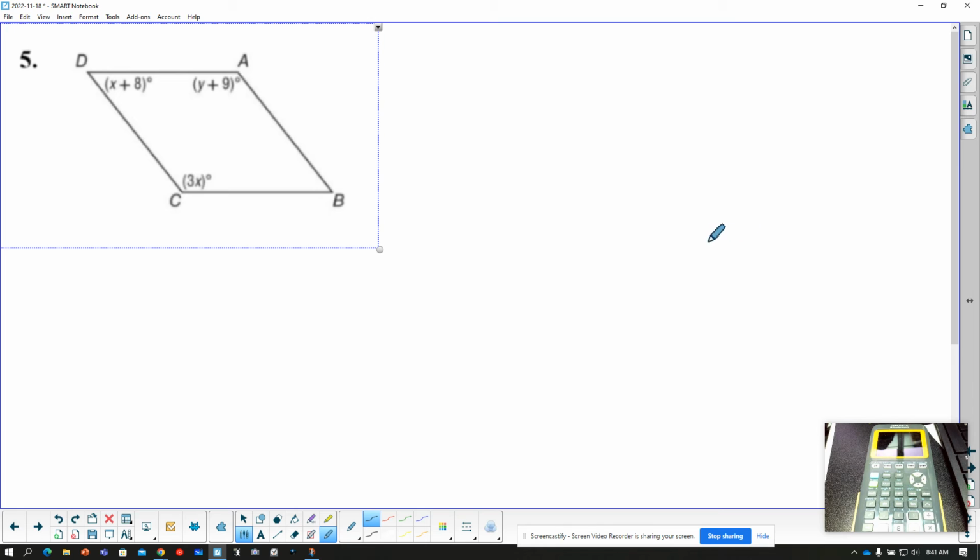Problem number 5. All right, so do the same thing here. Opposite sides are congruent, or opposite angles. I'm sorry, these are angles. Opposite angles are congruent. This one is congruent to this one. This one, which you don't have anything, is congruent to this one. So we might be slightly stuck here, but let's go ahead and set up what I do know. I know that this equals this. I could set that up, 3x equals y plus 9. But notice I have an x and a y, so I can't solve. And so this one I'll have to come back to.